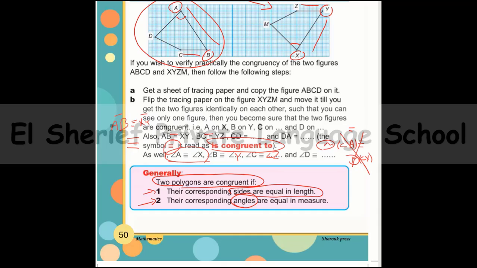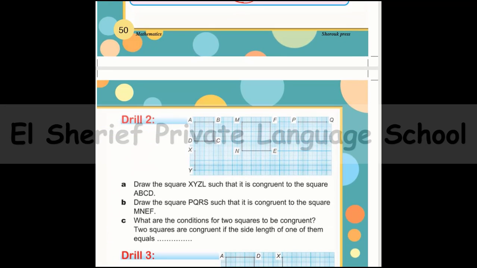So the two polygons are congruent if their corresponding sides are equal in length and corresponding angles are equal in measure. We have some special cases, like the square. We know that all angles in a square are equal, each angle equals 90 degrees. All squares in this world have angles equal to 90 degrees. So all corresponding sides in any squares are equal in measure. So it is enough, in a square, to have only the side.